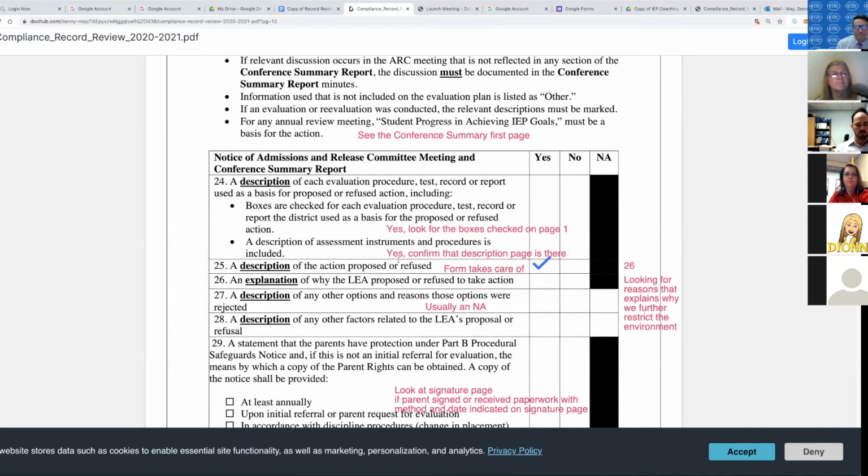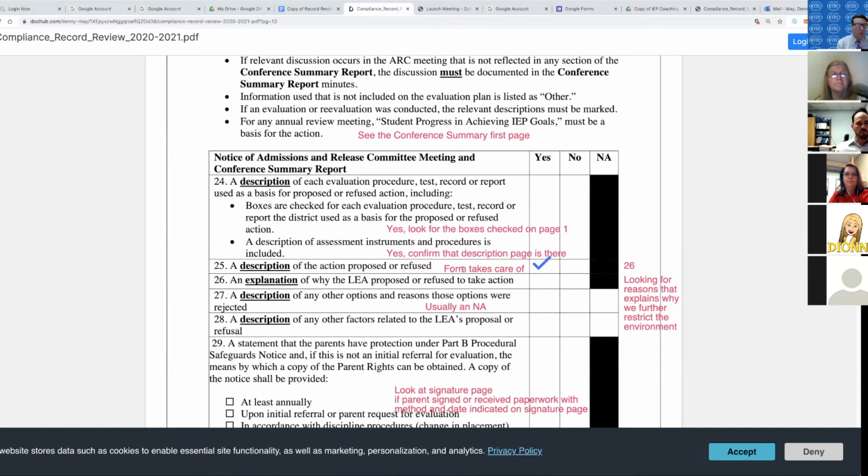Now, I said yes, confirm that the description page is there on that one. So number 25, a description of the action proposed or refused. The form takes care of that. If you're looking on the page where the placement decisions are being made, where you've got that continuum of placement options, and you're working your way down from full-time regular ed on down to part-time, and all that, those descriptions on the left-hand side of the page take care of 25. So when you're reviewing the file, you can always give that a yes, okay?